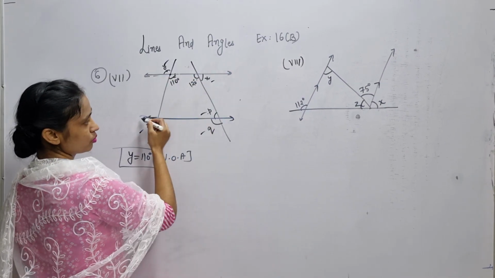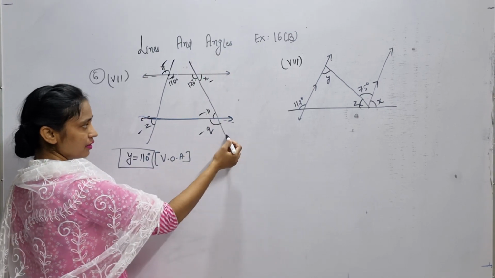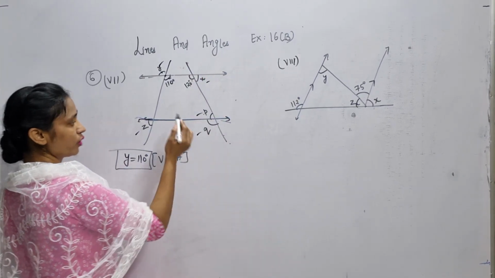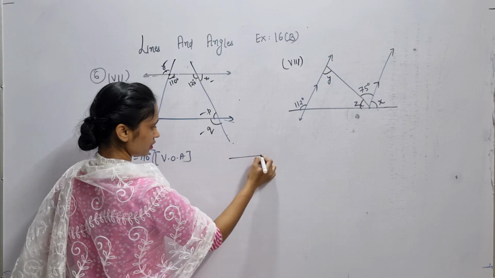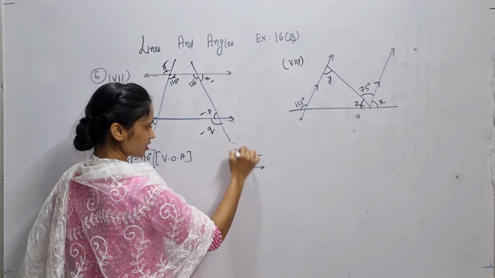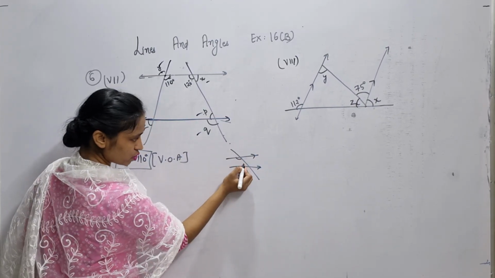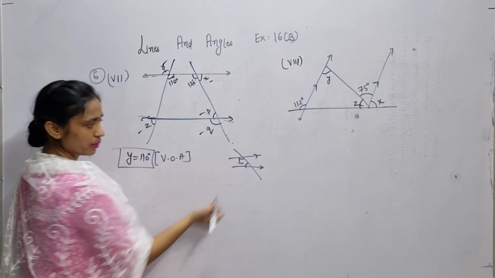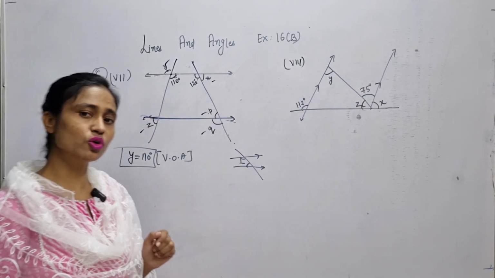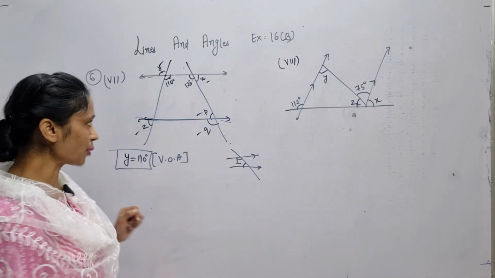These are the two parallel lines. This is the transversal line. Okay, these are two parallel lines. This is a transversal line. What would be these two angles? These two angles will be co-interior angles, and we know that co-interior angles are supplementary.